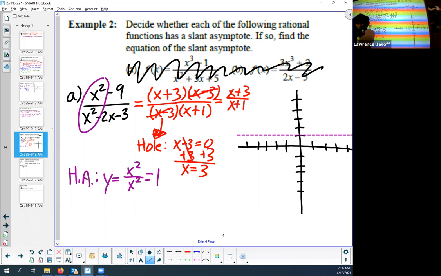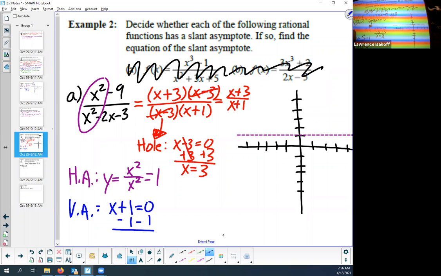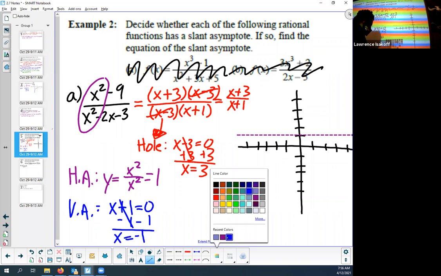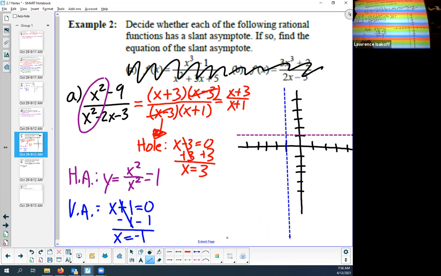I know where my hole is going to be. We'll see how to deal with that in a second. Now, the last part is set the denominator equal to 0 to find our vertical asymptotes. So my vertical asymptote here will be x plus 1 equals 0. When I subtract 1, I get x equals -1. So at -1 on the x, I draw my vertical line.